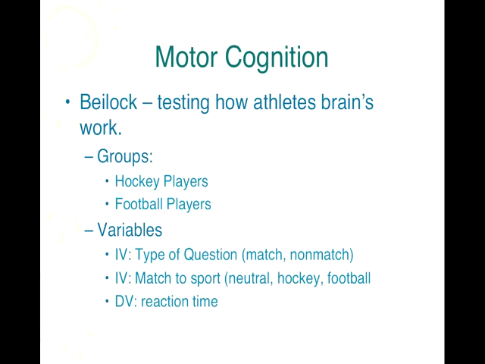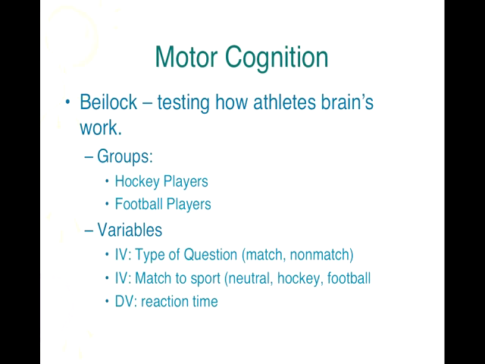She does a lot of research on math ability, but also a lot of research on athletes and what causes them to choke, hence the title of the book, and how motor cognition is represented in the brain. So what she did, she had two groups of people, hockey players and football players, because she likes hockey, and measured a couple different things.